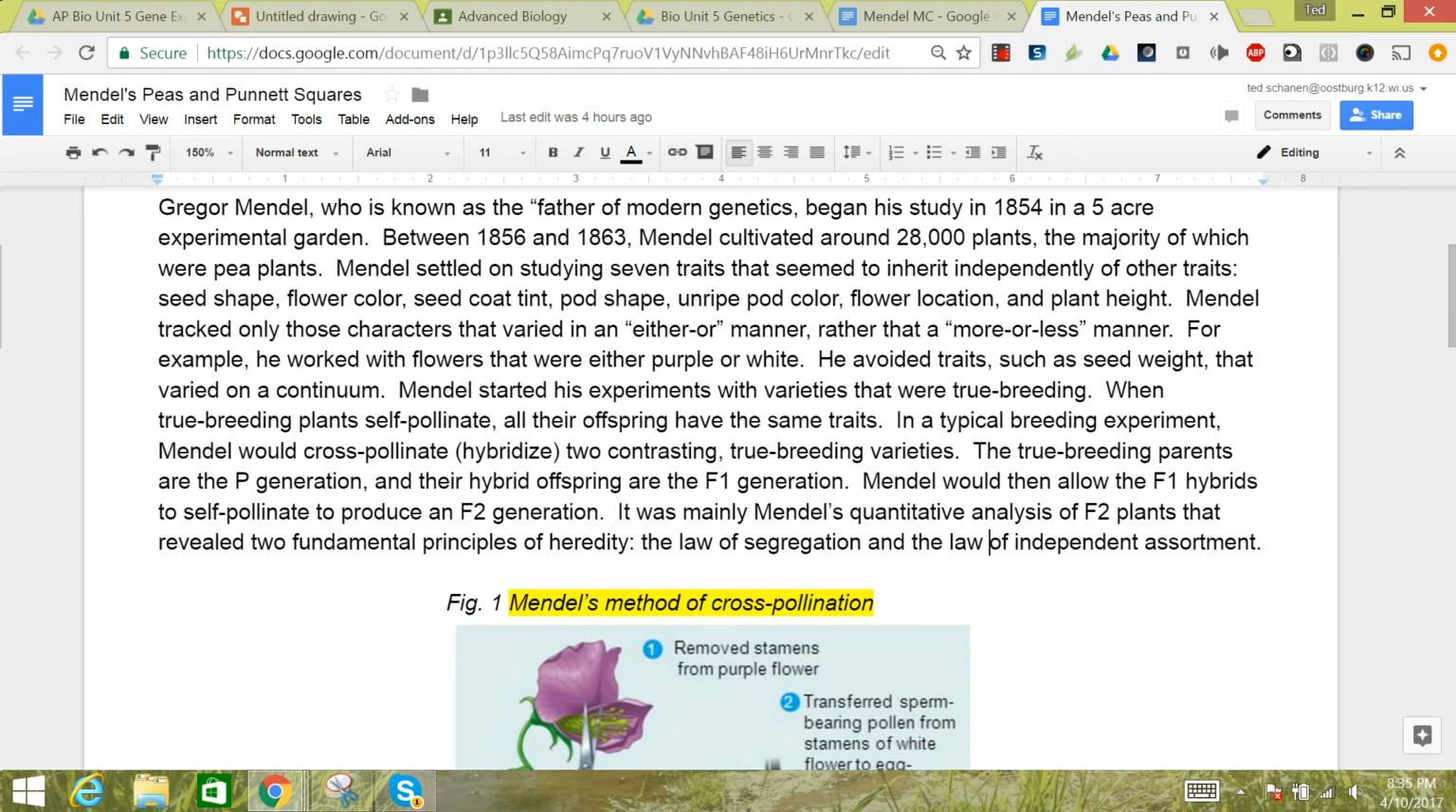All right, so we're going to look at some pea stuff and maybe some beetle stuff and basically get into Punnett squares and the probability of inheritance.